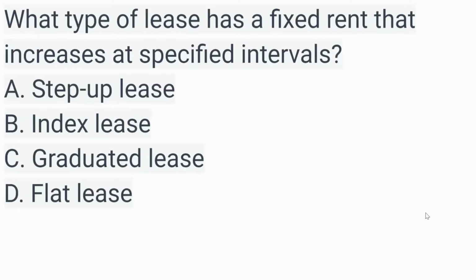What type of lease has a fixed rent that increases at specified intervals? A, step-up lease. B, index lease. C, graduated lease. D, flat lease.